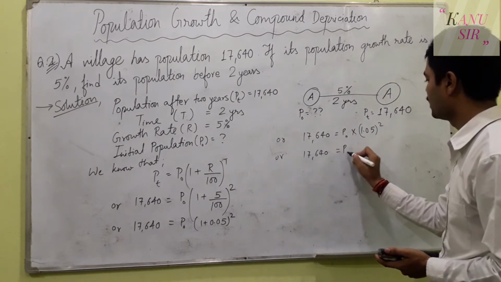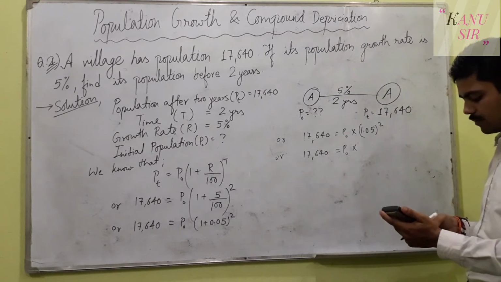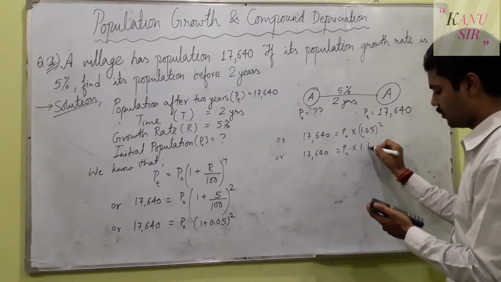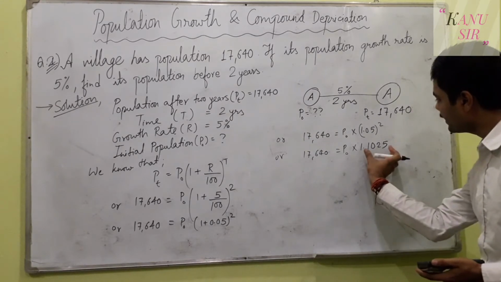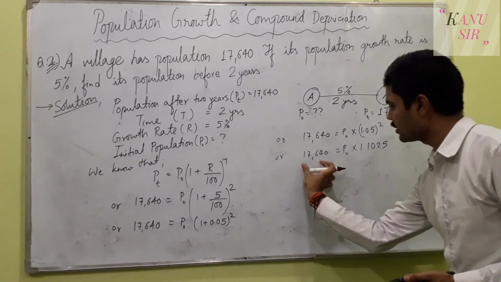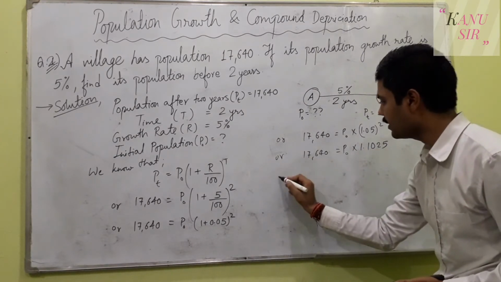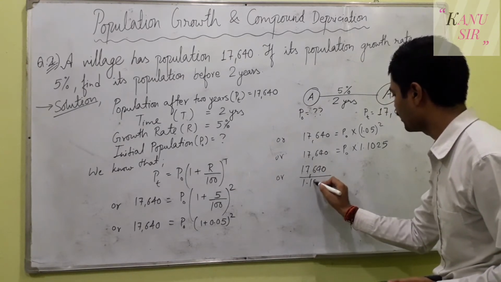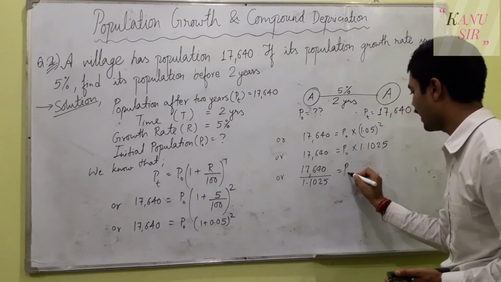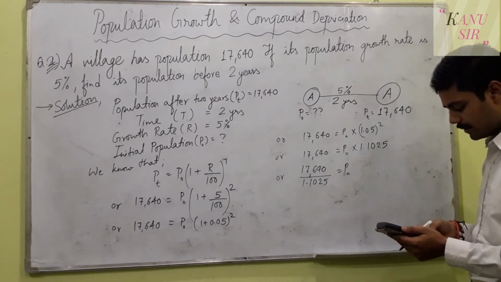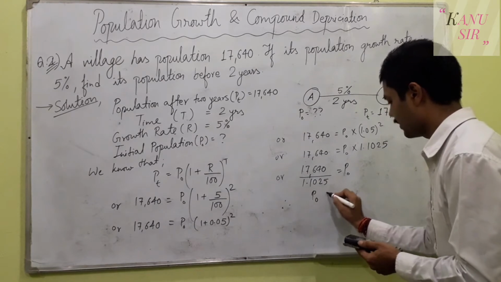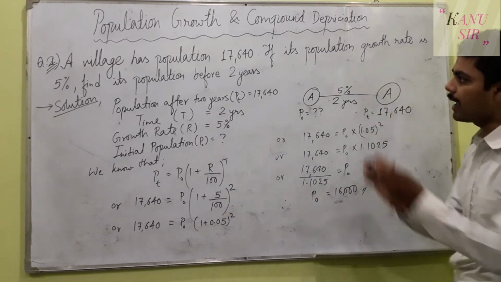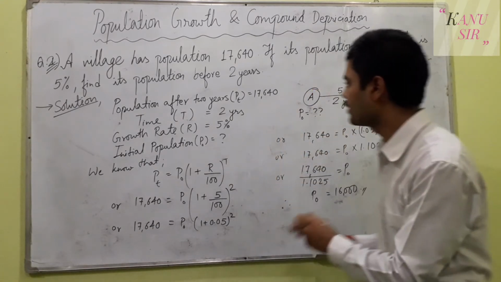17,640 is equal to the initial population into 1.05 whole square. We'll get 1.1025. Now we'll take this multiplicative number to the left hand side and it will be divided, so 17,640 divided by 1.1025, and hence we'll get the answer. So therefore the answer is exactly 16,000, and hence the answer of this question is 16,000.